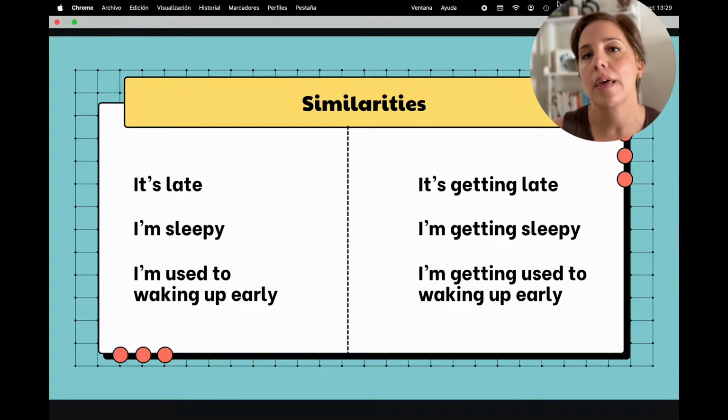The same thing with I'm sleepy. If you say, oh, I'm sleepy right now, you already are sleepy. But if you say, I'm getting sleepy, it means that you are becoming a little bit sleepy. You are in progress, all right?